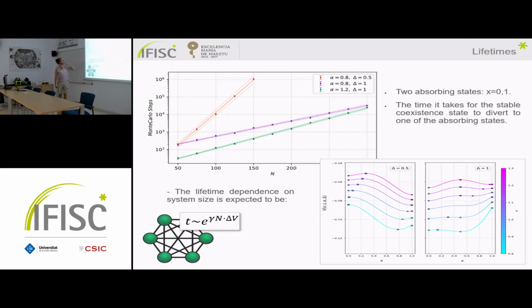So we find this exponential dependence on n, but also the slope corresponds to the height of the potential barrier that the system must overcome. Here I simulated 3 of the cases we saw on the potential. For example, the orange one is alpha equals 0.8 and delta equals 0.5, which is this one.